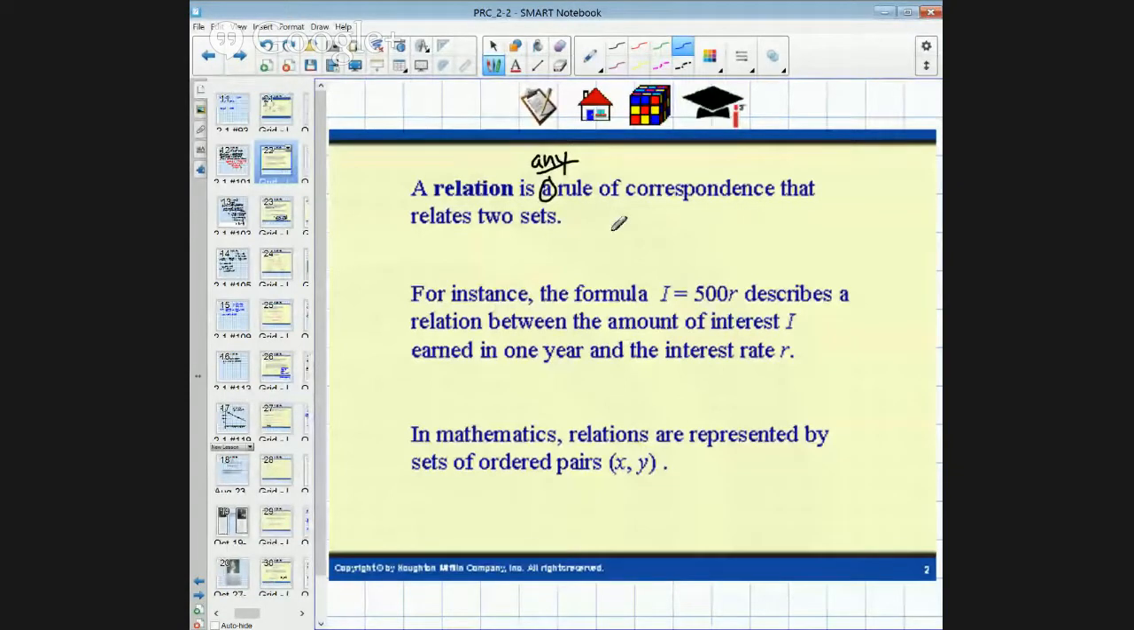So notice I edited this slide a little bit. So a relation is, as they say, a rule of correspondence that relates 2 sets. And I notice I put in the word any.